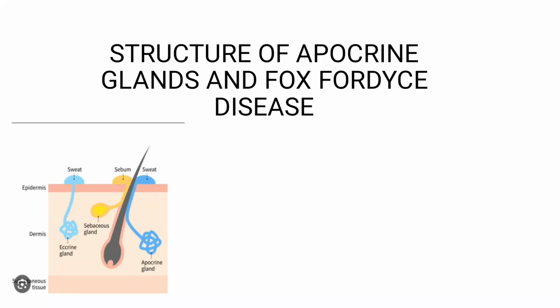Today we will discuss the structure of apocrine glands and Fox-Fordyce disease. This is the picture showing the epidermis, the dermis and subcutaneous tissue. These are eccrine glands, which open into the skin and release sweat, and this is the sebaceous gland, which opens into the hair follicle, and this is the apocrine gland, which opens into the hair follicle.